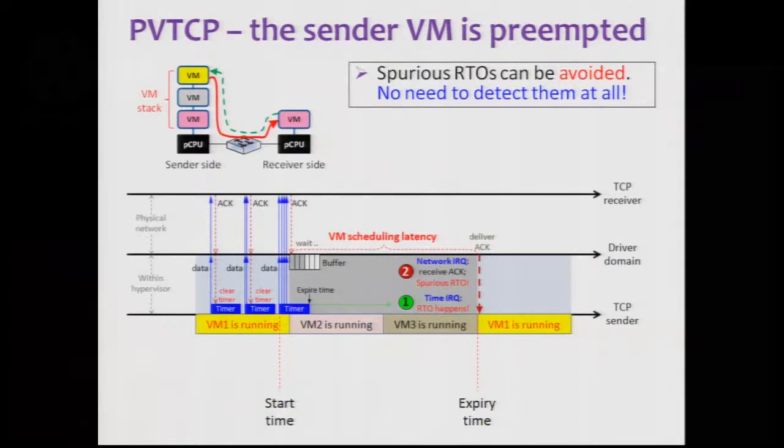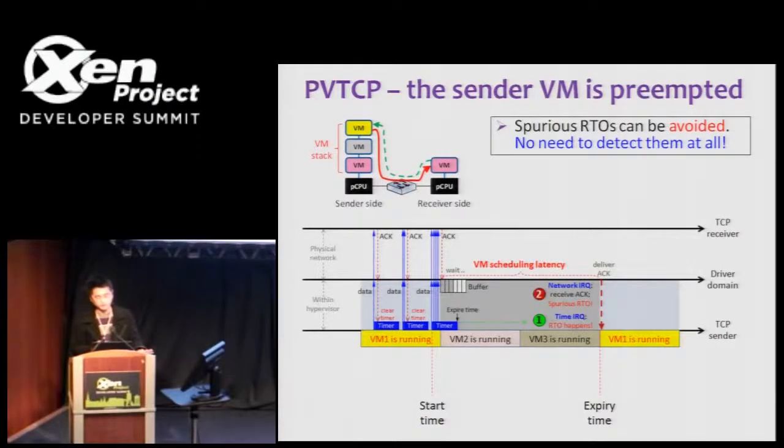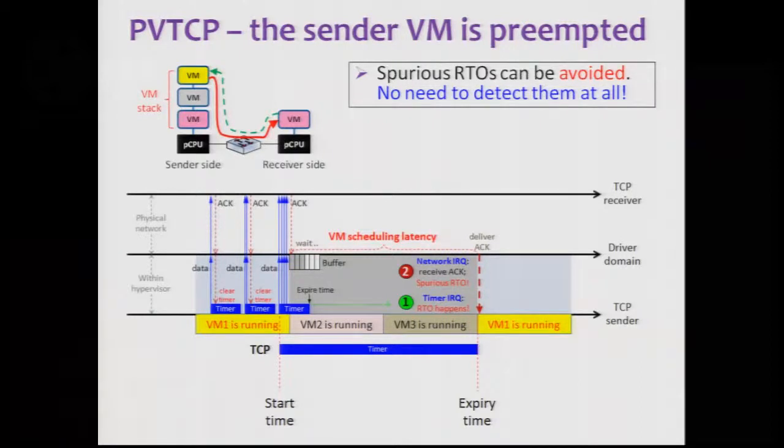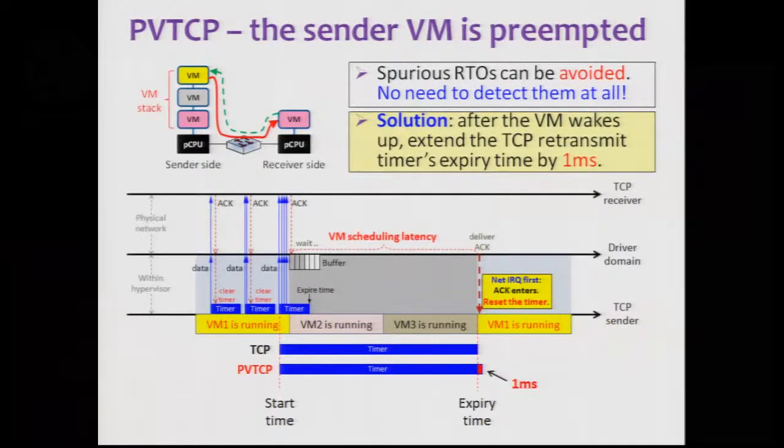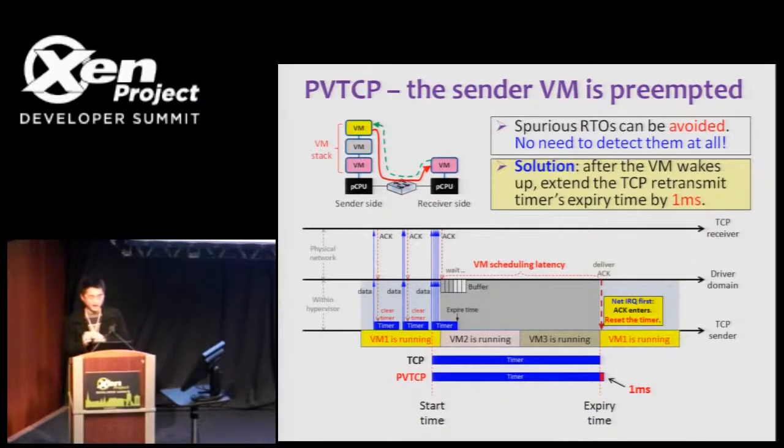So as we have seen, when the sender VM suffers scheduling delays, spurious RTOs can be avoided, and we do not need to detect them. So how? For TCP, when the sender VM suffers a scheduling delay, the retransmission timer's expiry time actually has been extended until the moment that the VM wakes up again. But in order to avoid the network interrupt being executed a little later than the timer interrupt, in our solution, we slightly extend the retransmission timer's expiry time by only 1 millisecond. In this way, the ACK enters the VM first, and after it enters the VM, it can reset the retransmission timer with a new timer value.